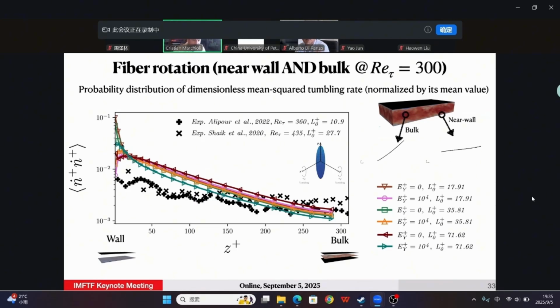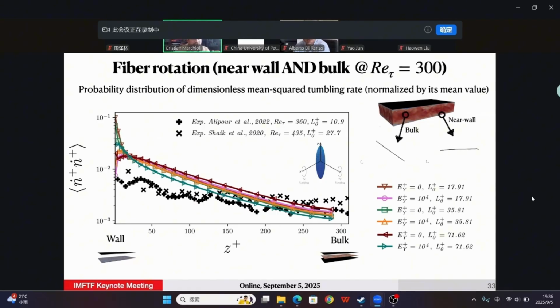If you just look at them in a collective manner, you can see that the tumbling is smaller in the center of the channel, increases near the wall. And this is in line with experimental measurements, which are the black symbols, which, however, refer to rigid fibers. So we cannot make a one-to-one comparison in terms of flexibility. Still, there seems to be a sort of qualitative agreement in terms of trends.